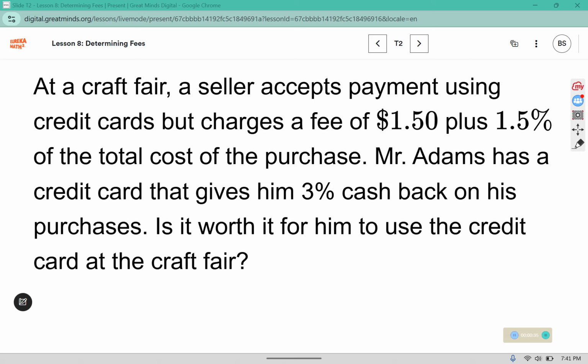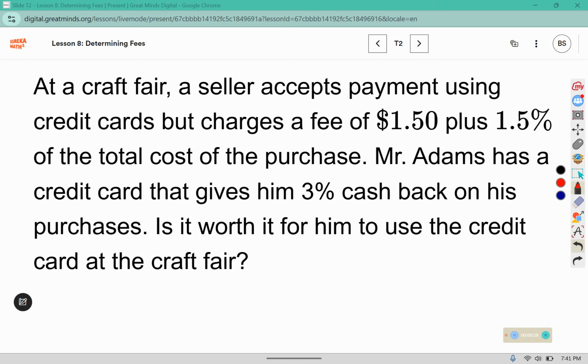At a craft fair, a seller accepts payment using credit cards, but charges a fee of $1.50 plus 1.5% of the total cost of the purchase. Mr. Adams has a credit card that gives him 3% cash back on his purchases. Is it worth it for him to use the credit card at the craft fair?